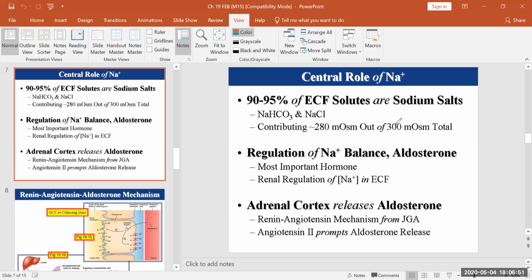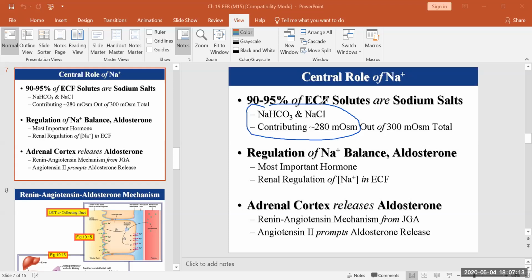Out of 300 milliosmol, the sodium salts contribute 280. So more than 90% of that osmolarity is due to the presence of sodium salts in our extracellular fluid.